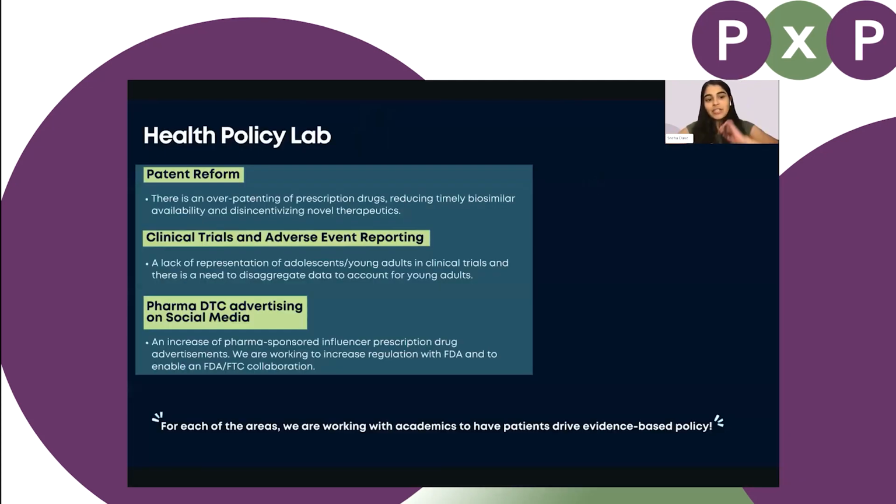And the last issue is pharmaceutical direct-to-consumer advertising on social media. This is an issue that is particular to the United States and New Zealand because it's not legal in any other country, but we have a huge issue with an increase of influencers advertising prescription medicines, and we're very concerned because young adult patients are probably one of the most vulnerable on social media as it pertains to these advertisements. And so there's almost no evidence that exists right now online in terms of no studies.